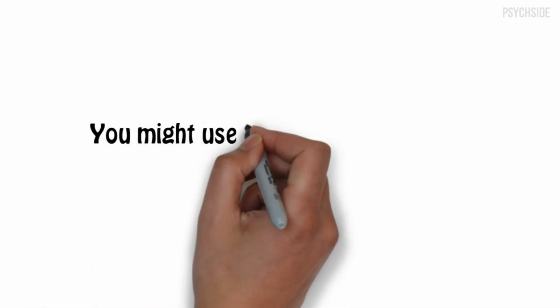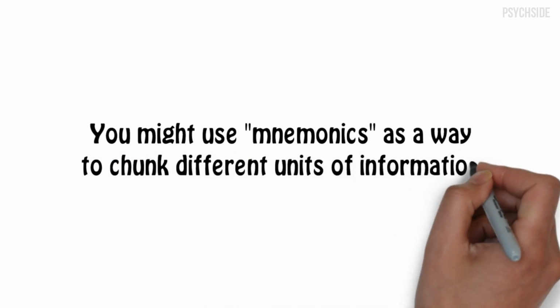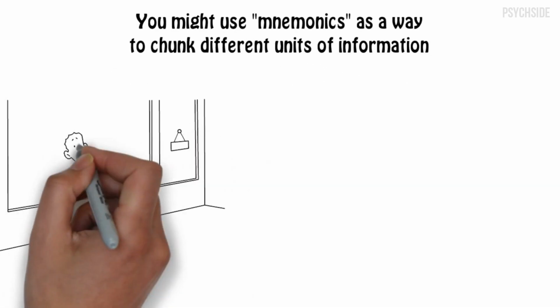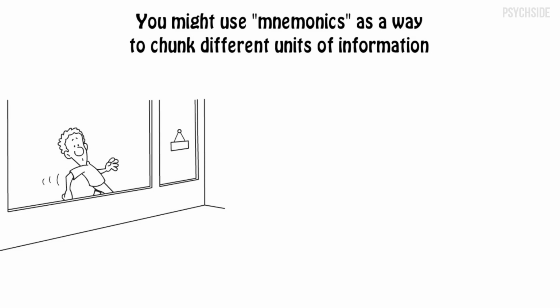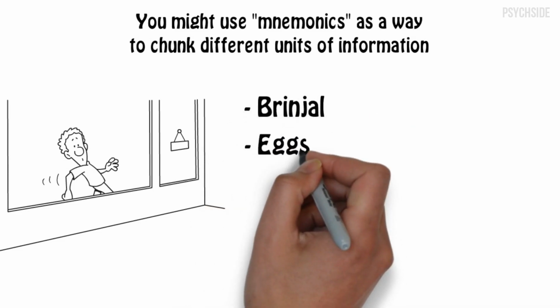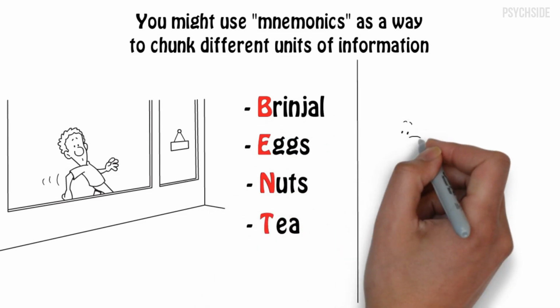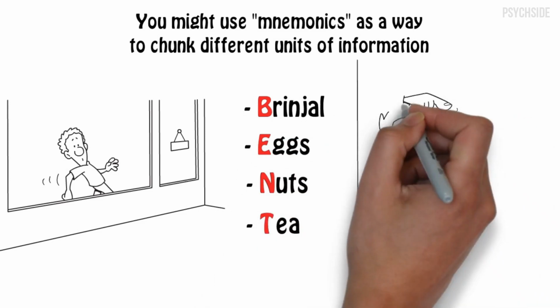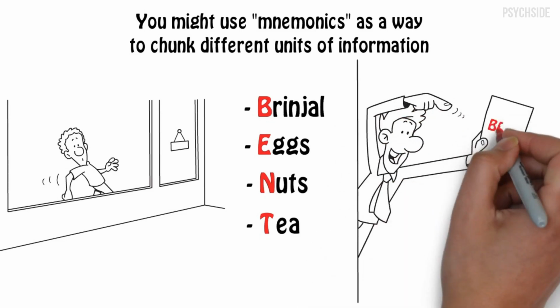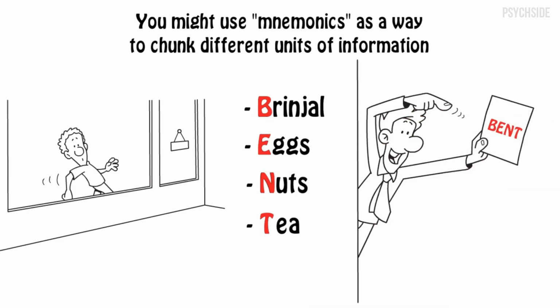You might use mnemonics as a way to chunk different units of information. If you're going to the grocery store and need brinjal, eggs, nuts, and tea, you could create a word out of the first letters of each item you need. Bent. Once you remember the key word, you'll be better able to recall the items represented by each letter of the acronym.